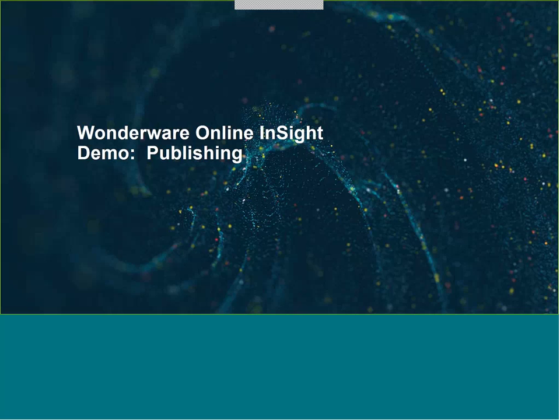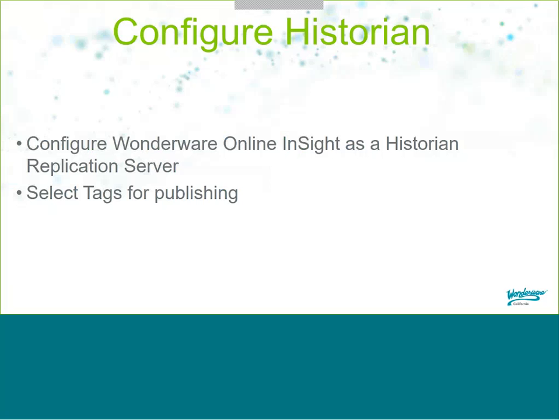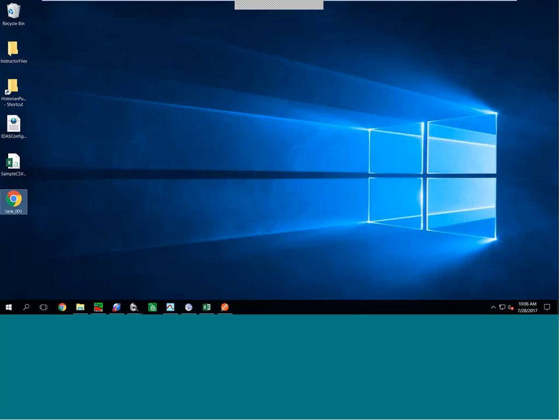Now I'd like to begin the demo with a tutorial on how to configure all of your Wonderware Online data sources. In this portion of the demonstration, I'll first be demonstrating how to configure your data source from Historian. Then from there, we'll go to InTouch Machine Edition, and then finally data direct from your OPC server and your data files. So to begin, let's take a look at how to configure your Historian. Let me move over to my machine.